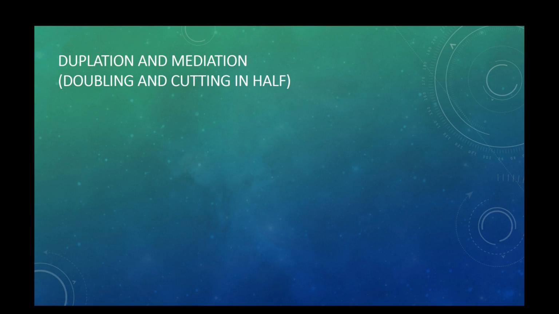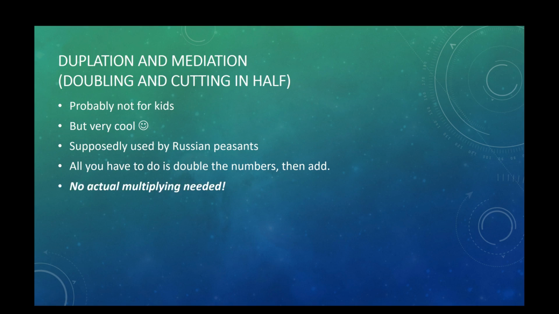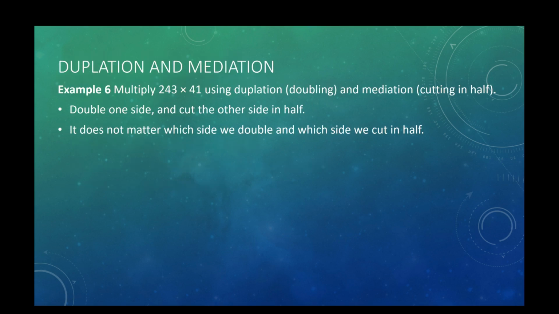Duplication and mediation is a really great and cool method, but probably not for kids. Supposedly, it was used by Russian peasants to multiply, but there's no actual evidence that Russian peasants really used it. Actual evidence meaning a letter or a description in a diary, nothing like that. All you have to do is double the numbers and then add. No actual multiplying needed, which is why I want to show you this method. It's really awesome. So here we go.